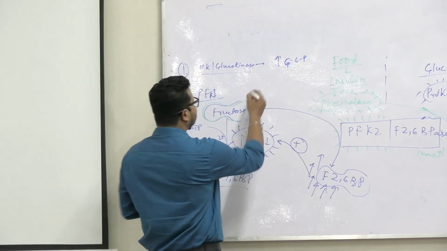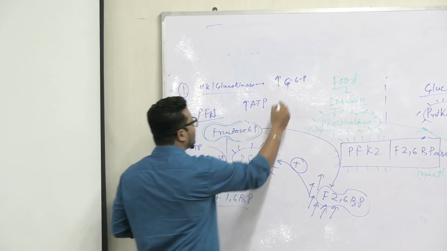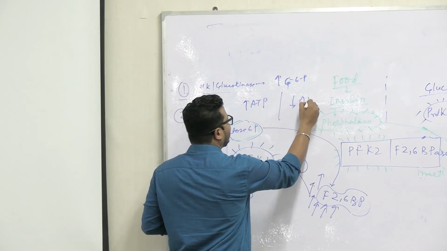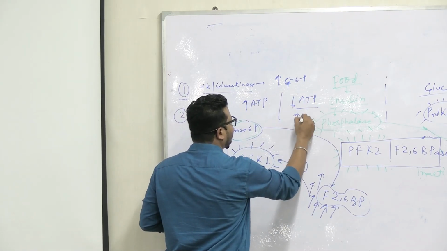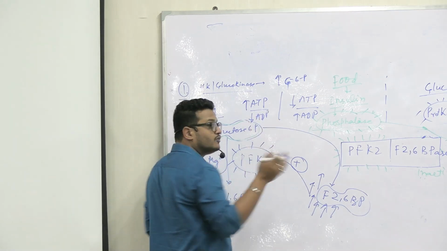Take a scenario. Let us say the cell is having a high level of ATP in one scenario. In the other, the cell is having a low level of ATP and a high level of ADP. This ratio should be like this. Okay, fine. How to understand?